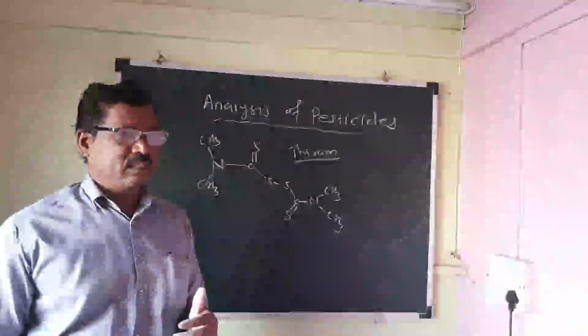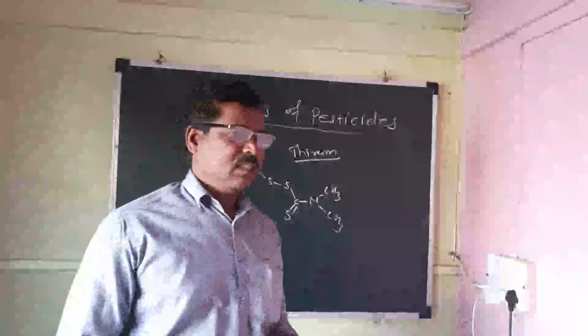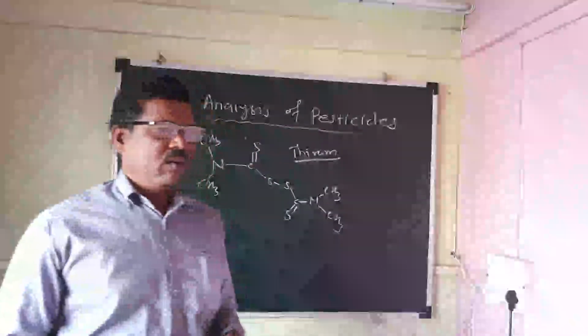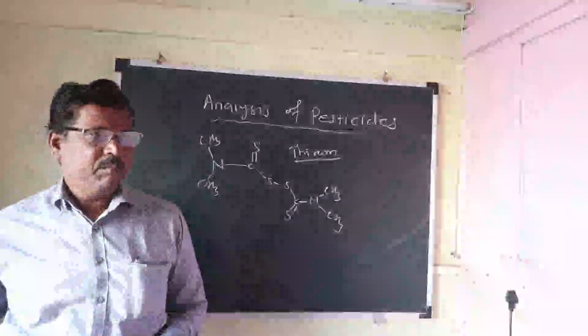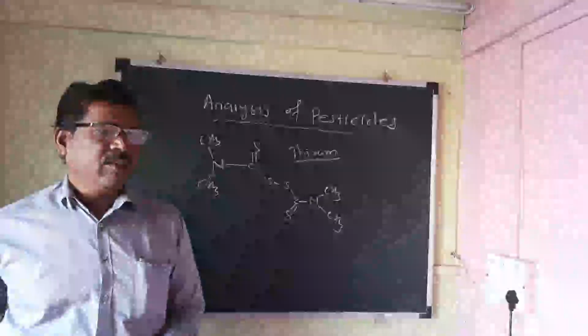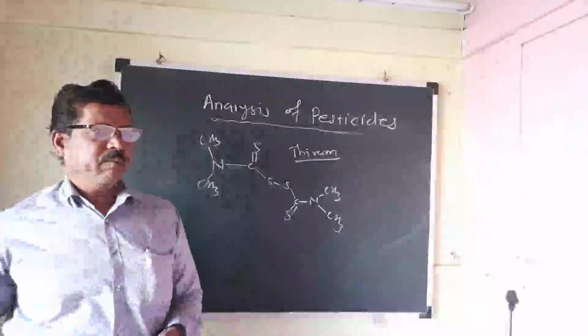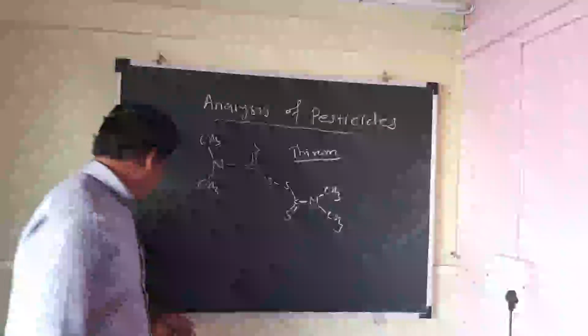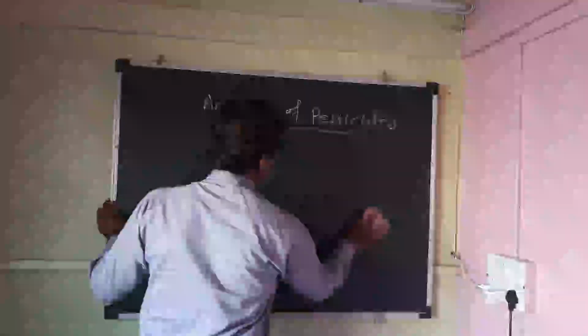Then simazine is used as a herbicide. Simazine, thiametone, sulfur as well as phosphorus containing pesticides. Chloridium.